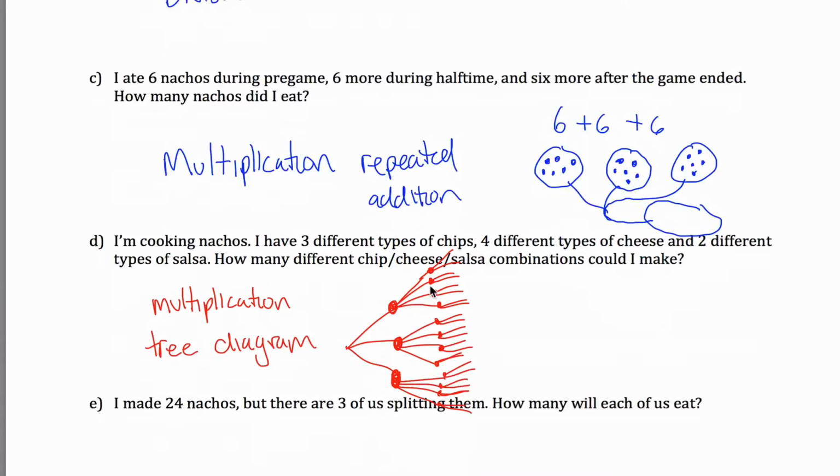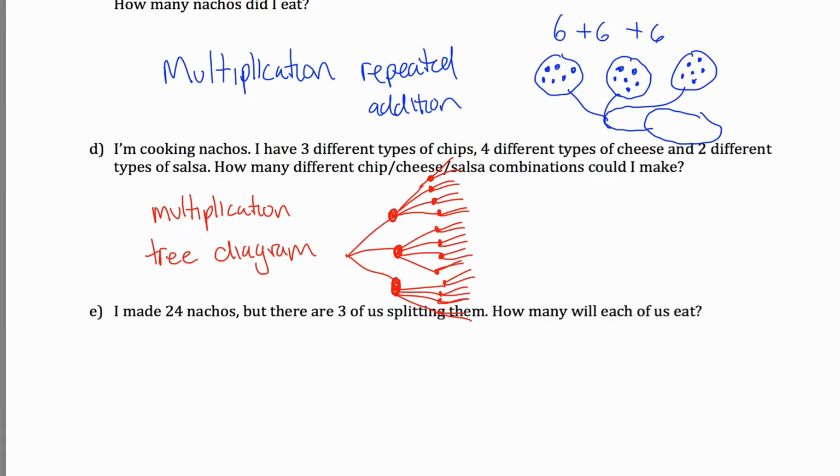So presumably E is going to be division as well because I have 2 methods left. The 2 division ones, and I haven't talked about those yet. So let's look at the difference here. Here you made 24 nachos, but there's 3 people splitting them. So you're starting out with a group of 24. It's a bit of a large number to represent here, but if you're going to do it, I guess I should too.